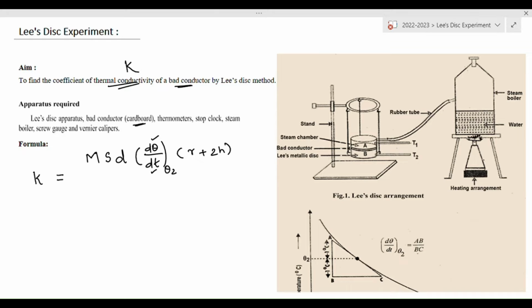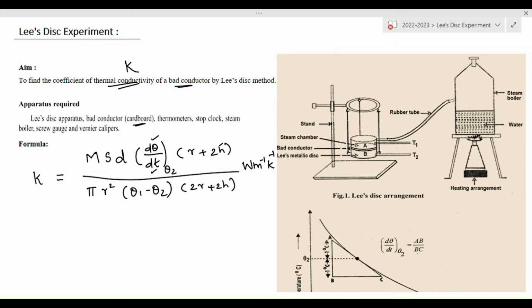the radius of the metal disc, h is the thickness of the metal disc, divided by pi r square theta 1 minus theta 2. Theta 1 is the steady state temperature of the steam chamber, theta 2 is the steady state temperature of the Lee's disc, and then 2r plus 2h. The unit is watt per meter per Kelvin.